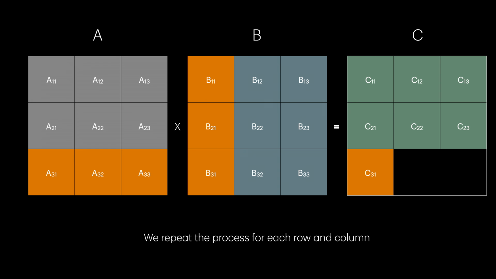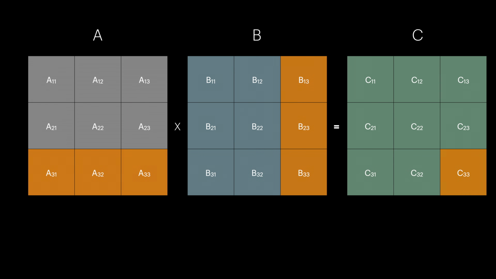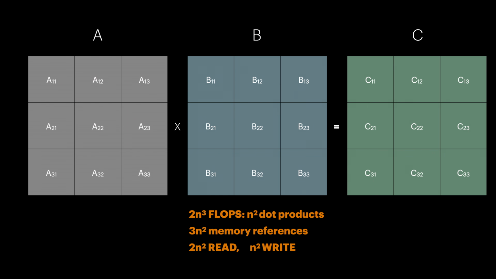Now let's look at the numbers. For an n by n matrix multiply, we perform n squared dot products, and each dot product requires n multiply-add operations. That gives us a total of 2n cubed floating point operations, but the memory traffic is much smaller in comparison. We read matrices A and B once and write matrix C once. That's about 3n squared memory accesses, specifically 2n squared reads and n squared writes. So, as n grows, the ratio of computation to memory access scales as O of n.